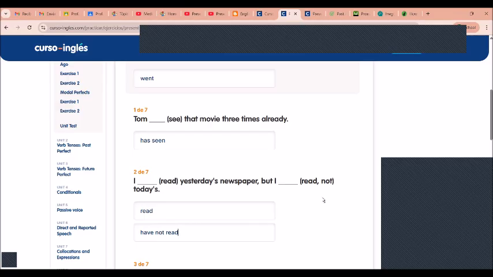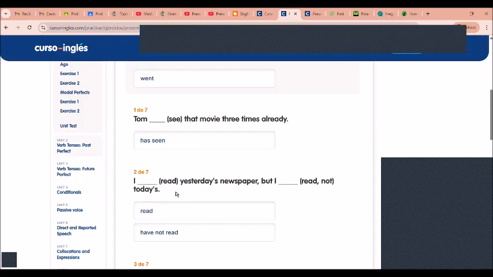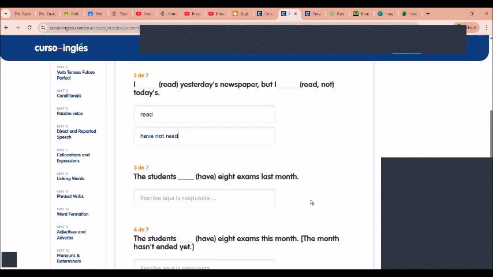I read yesterday's newspaper, past simple, but I have not read today's, present perfect. Repeat. I read yesterday's newspaper, but I have not read today's. Good. All right. Let's keep going. Let's see if we can get some more participants. Blanca Arelli, number 3.